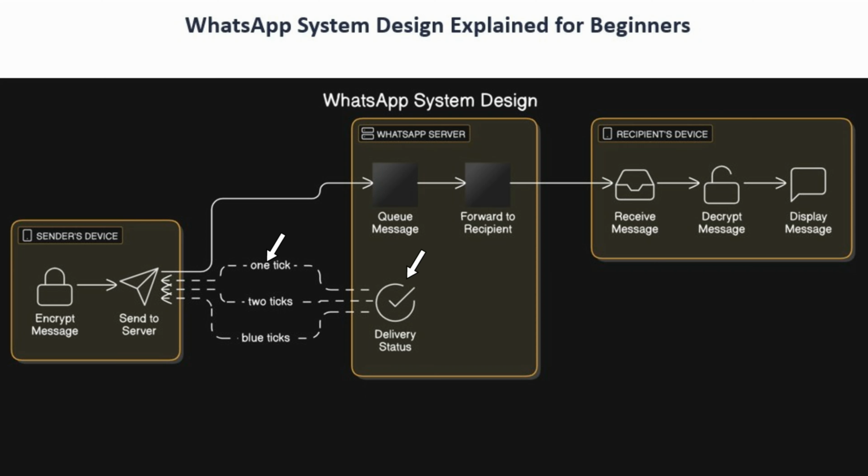WhatsApp shows delivery statuses using ticks. One tick means message sent to the server. Two ticks means message delivered to the recipient. Blue ticks means message read by the recipient.